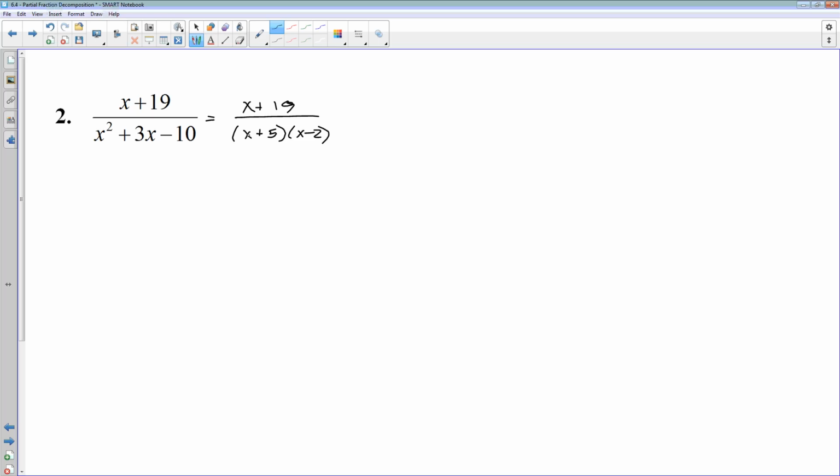Then, if I know what my factors are in the denominator, I know that I started with something over x plus 5 plus something over x minus 2. What I don't know is what that something is. I need to solve for the numbers over x plus 5 and x minus 2. Good? So you factor, set up one fraction for the first factor, another fraction for the second factor.